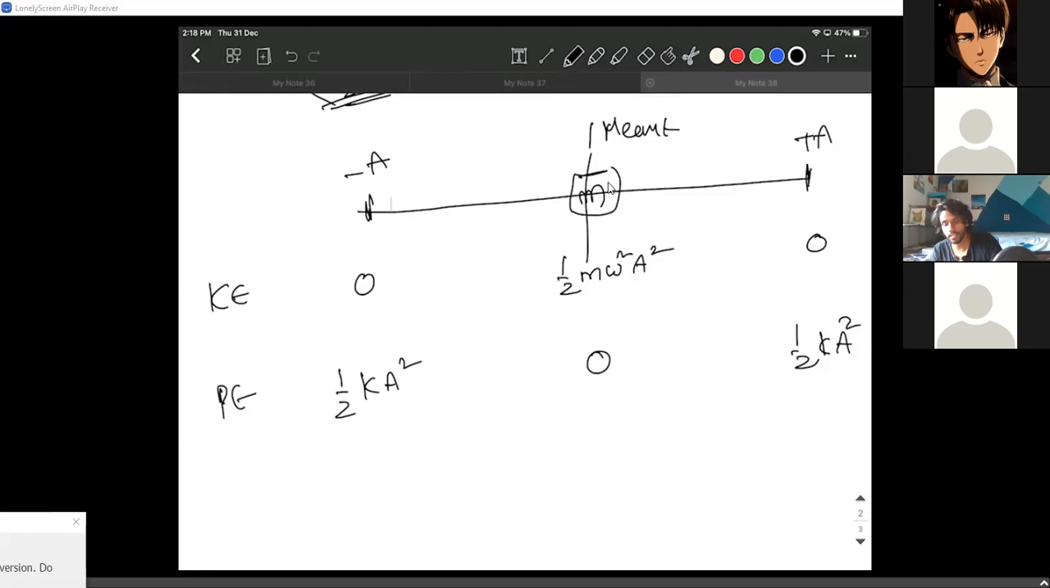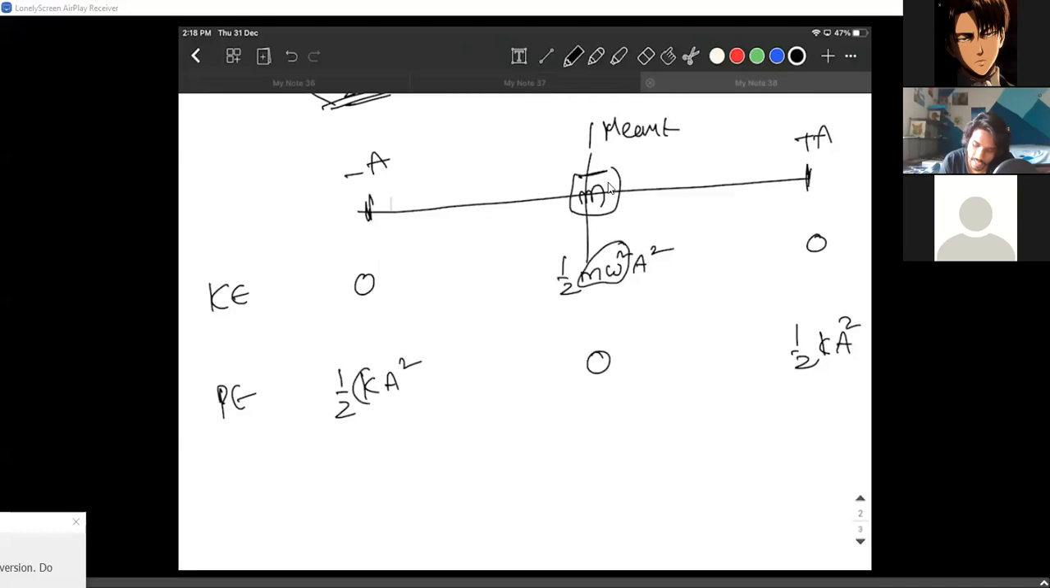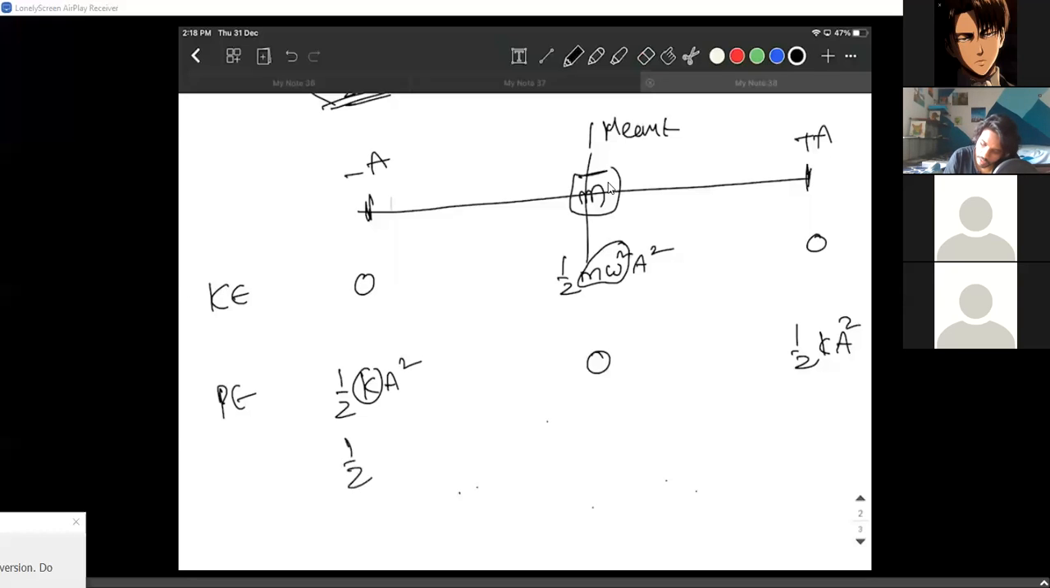m omega square is equal to k. Exactly. We already have omega equals root over k by m. So if I square it, omega square equals k by m, so m omega square is nothing but k. Let me delete this part and remove k, and write the potential energy as half m omega square A square, half m omega square A square.